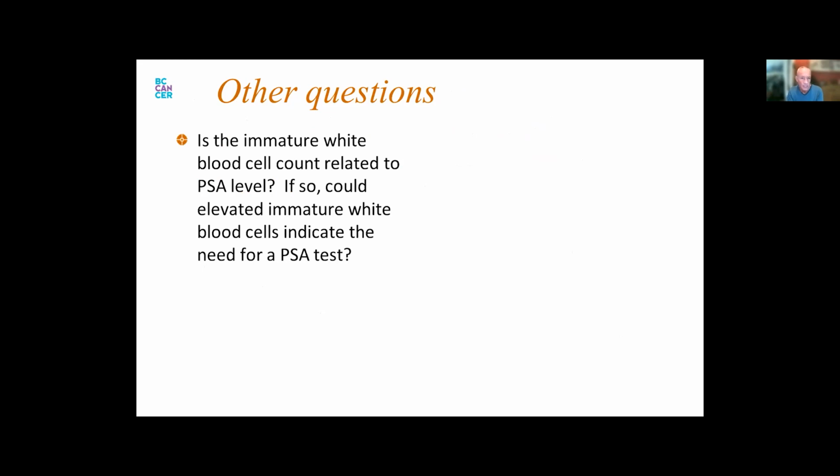Okay, almost finished. A couple of other questions. Are immature white blood cells related to PSA level? I'm not aware of that. I quickly Googled it and drew a blank, so I don't think there is a definite connection.